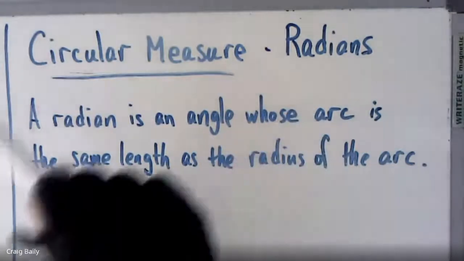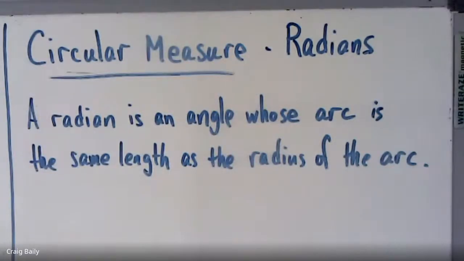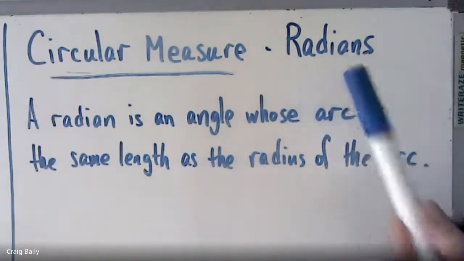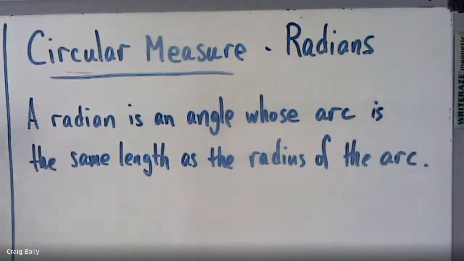In other words, measuring parts of a circle, where in the past we've always used degrees. This is going to be an introduction to what are known as radians. And this definition, which I encourage you to put into your notes, says that a radian is an angle whose arc is the same length as the radius of the arc.